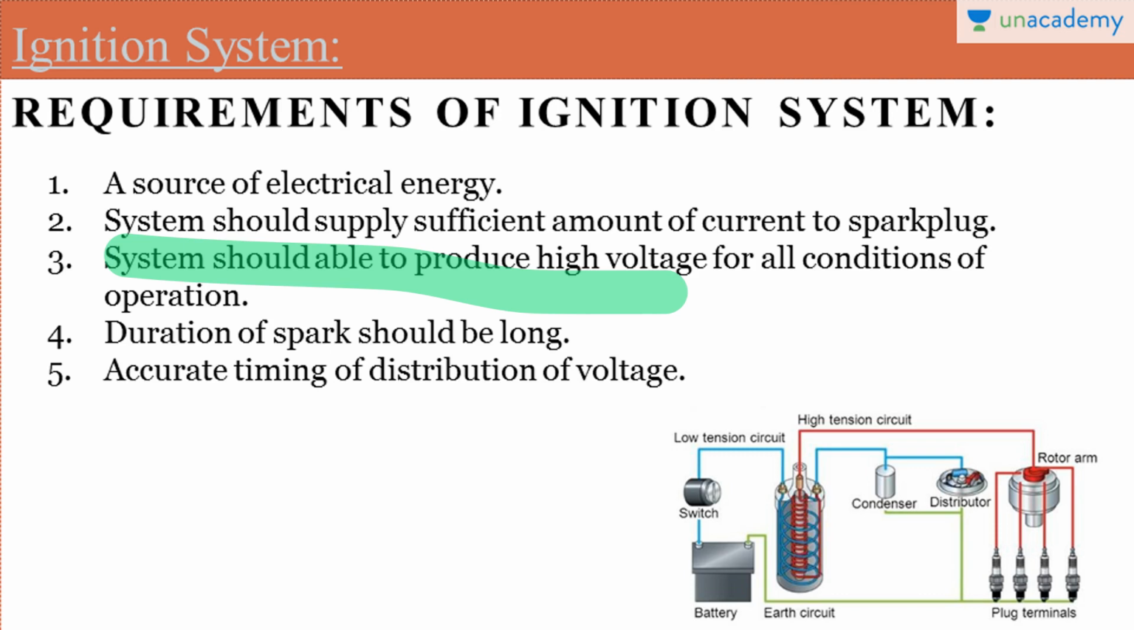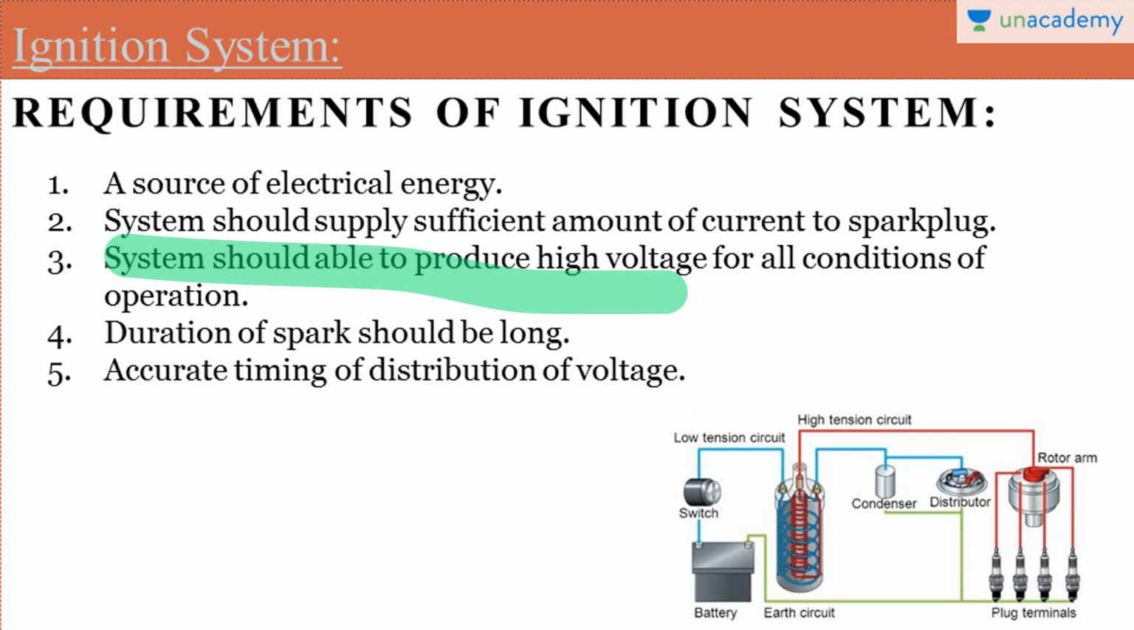If we are talking about the battery ignition system, generally the battery is used as the source of electrical energy, and the battery generally produces low voltage. So the ignition system should be able to convert that low voltage into the high voltage which is required for the generation of the spark, or for proper combustion of the fuel in the ignition process. So this is the third requirement.